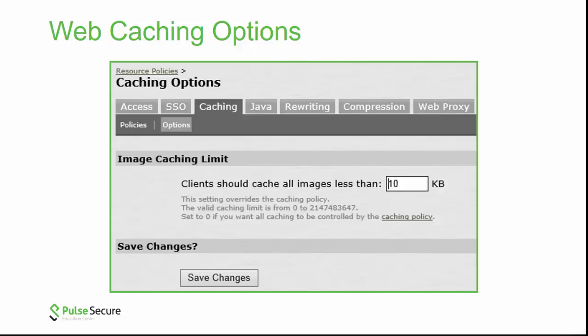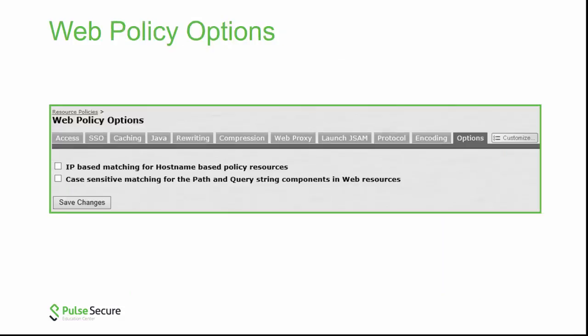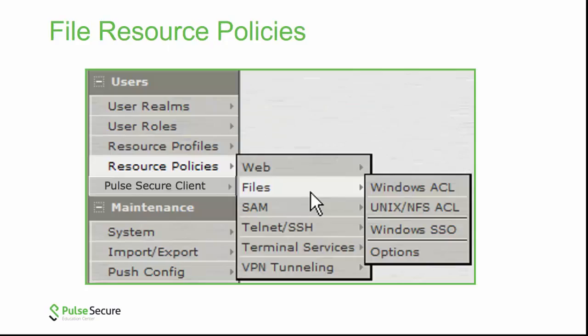When it comes to web policy options, you can enable IP-based matching for hostname-based policy resources, as well as case-sensitive matching from the Web Policy Options menu. Next, we will take a look at file resource policies.